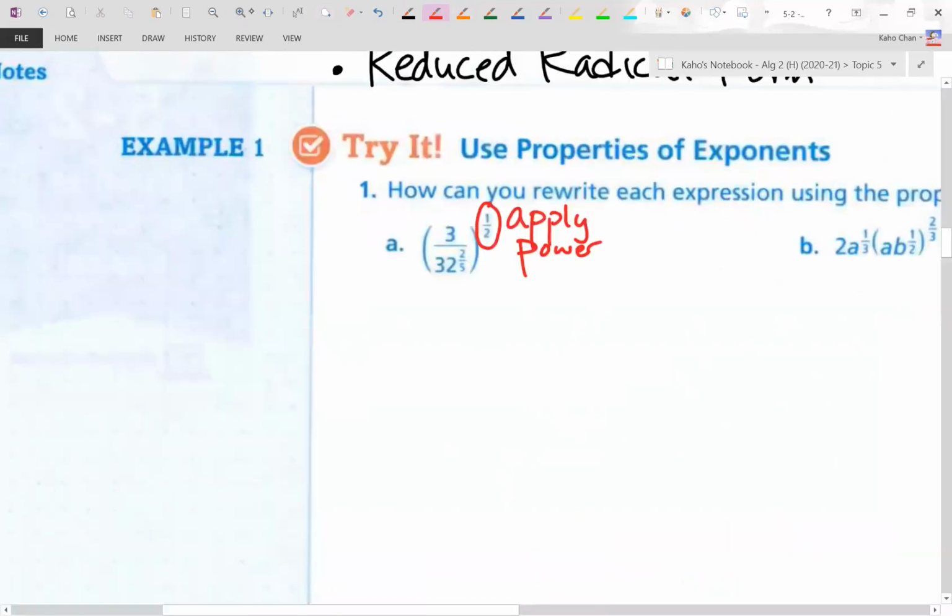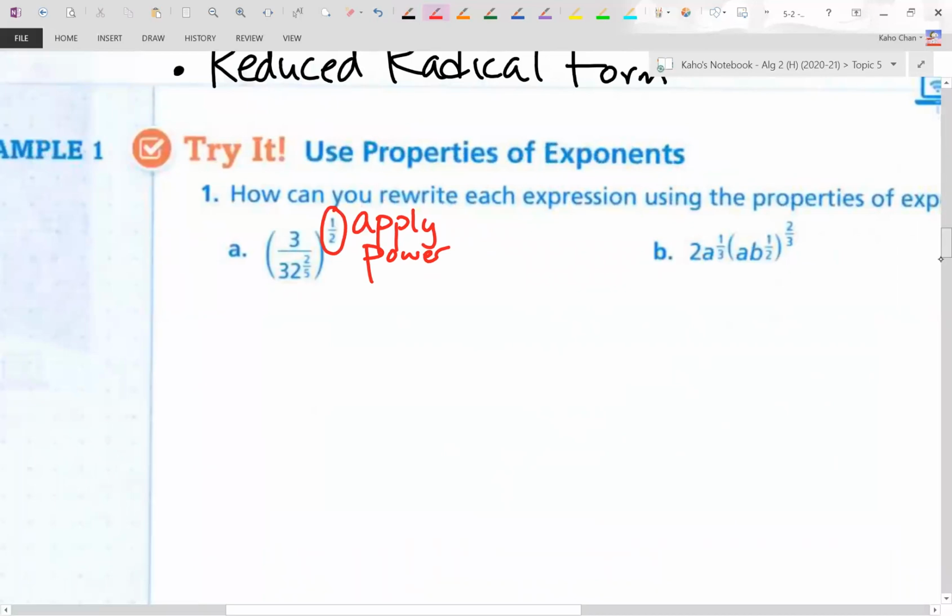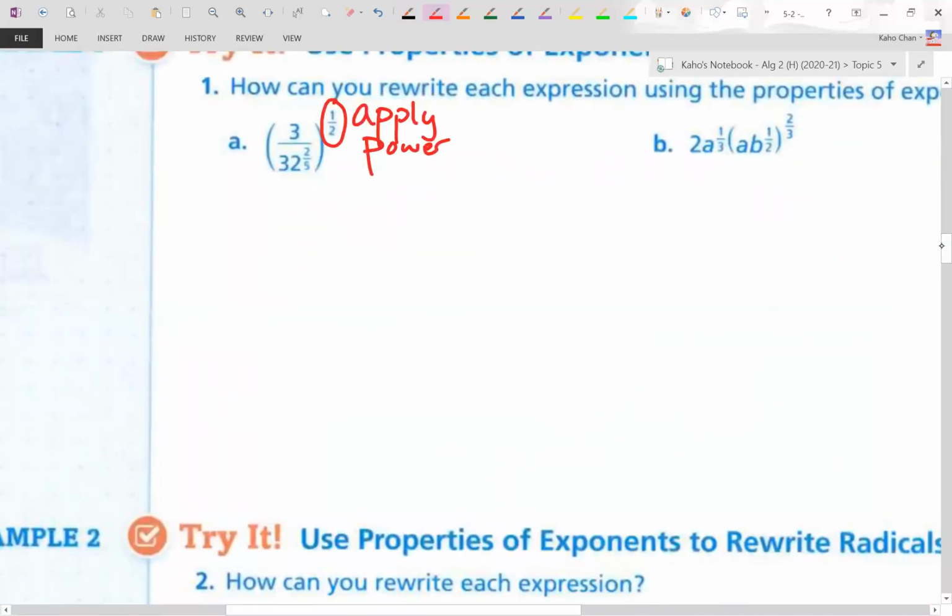Let me zoom in a little more so you can see it better. We're going to apply the 1/2 power to everything inside the fraction. We've got 3 to the 1/2 power over 32 to the 2/5 to the 1/2 power.